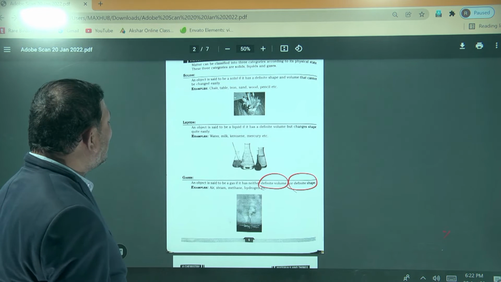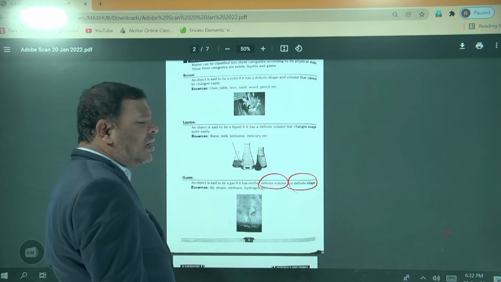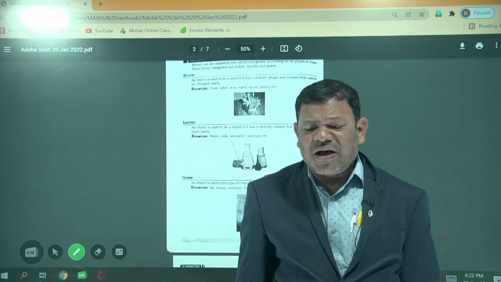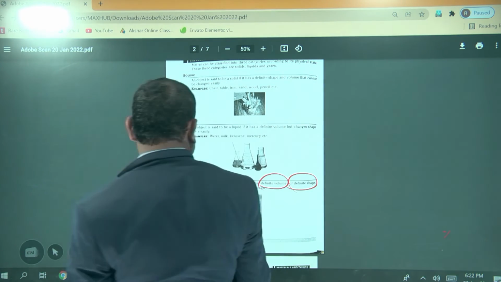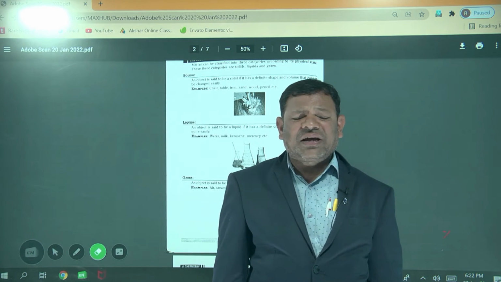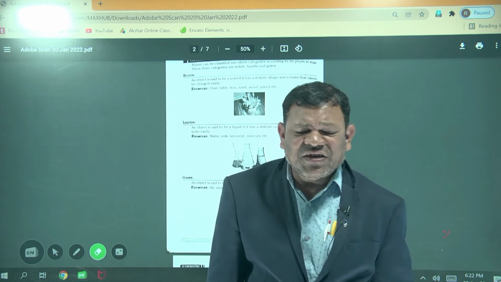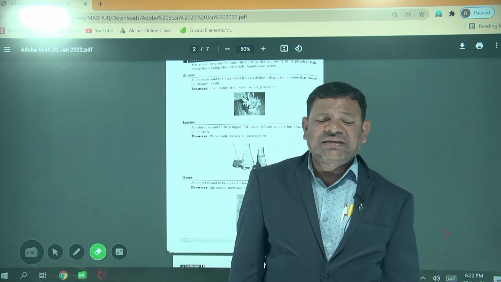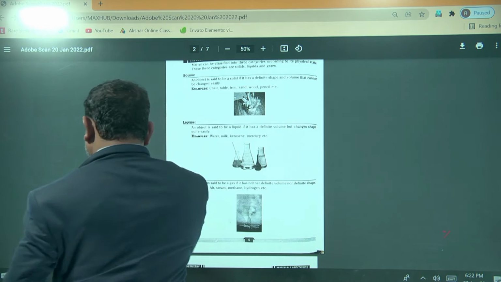You know very well: water vapor, air, steam, methane, hydrogen, nitrogen, carbon dioxide, oxygen. These are all examples of gases. Now we can study the characteristic features of the solid state, the liquid state, and the gaseous state. We will discuss them now.